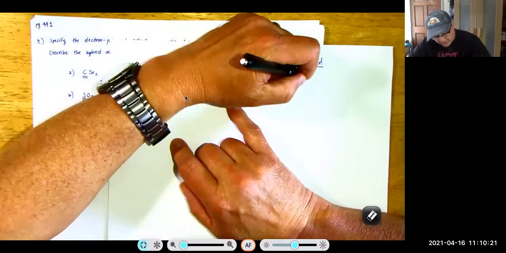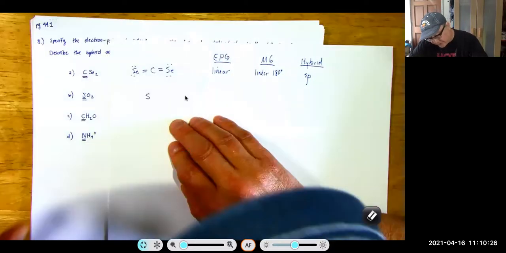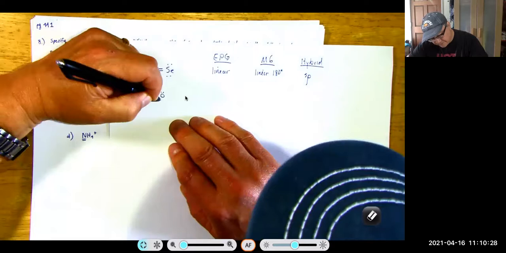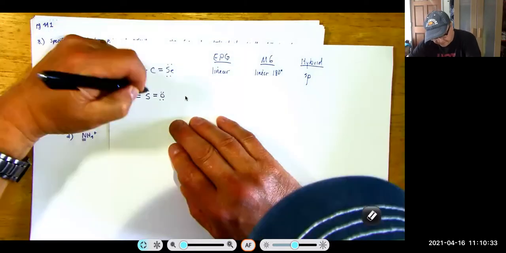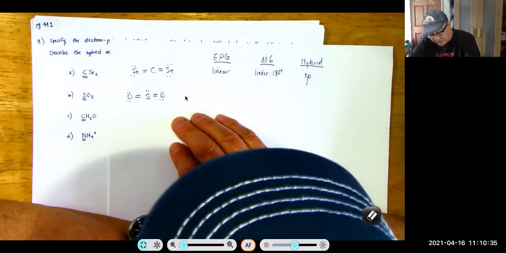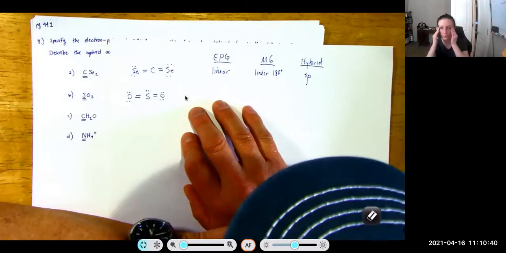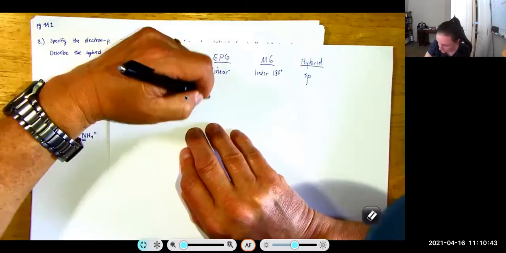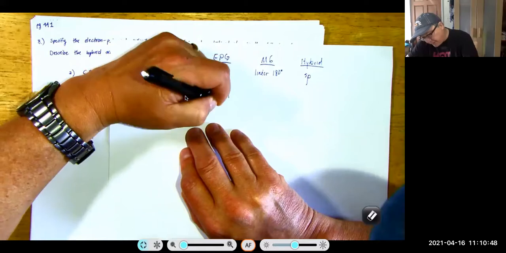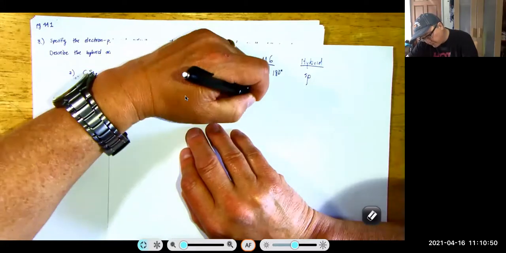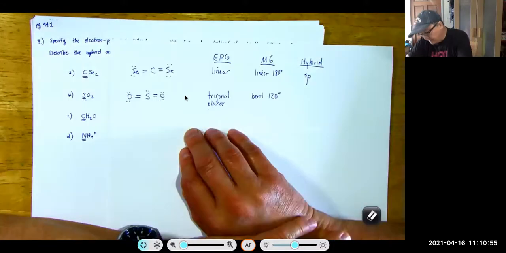Good. How about SO2? SO2 is going to have 18 electrons, so I can already see the writing on the wall. That's only 16, so the other two go here. So it's bent. So what's the electron pair geometry? Oh, trigonal planar. Good. Bent. And what are the angles? 120. Hybridization. sp2. Correct.